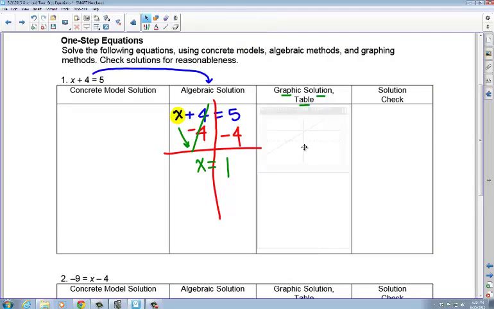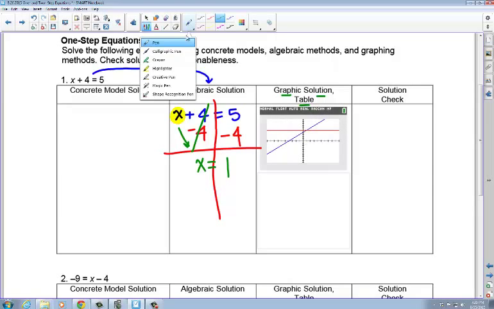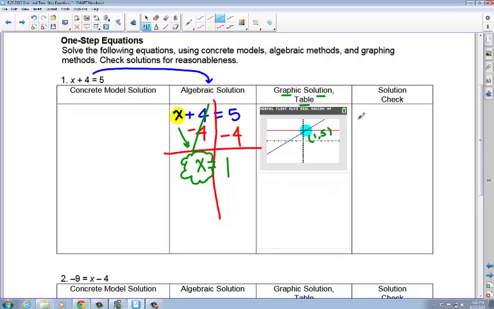Now keep in mind we're looking for the solution where the red line and the blue line intersect. So in this example, they intersect at this point. If we were to graph that point, it would be 1, 5. So I'm going to write 1, 5. And if you pay attention to the algebraic solution, we were looking for x. So the one that we're concerned with in the graph is my x value, which happens to be 1.